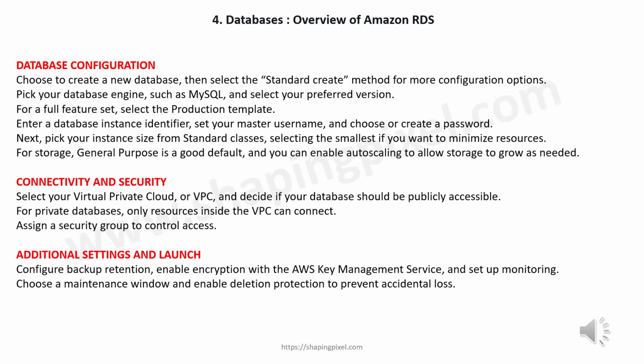Select your virtual private cloud, or VPC, and decide if your database should be publicly accessible. For private databases, only resources inside the VPC can connect. Assign a security group to control access. Configure backup retention, enable encryption with the AWS Key Management Service, and set up monitoring. Choose a maintenance window and enable deletion protection to prevent accidental loss. Review your settings, then click Create Database. Your RDS instance will launch in just a few minutes.